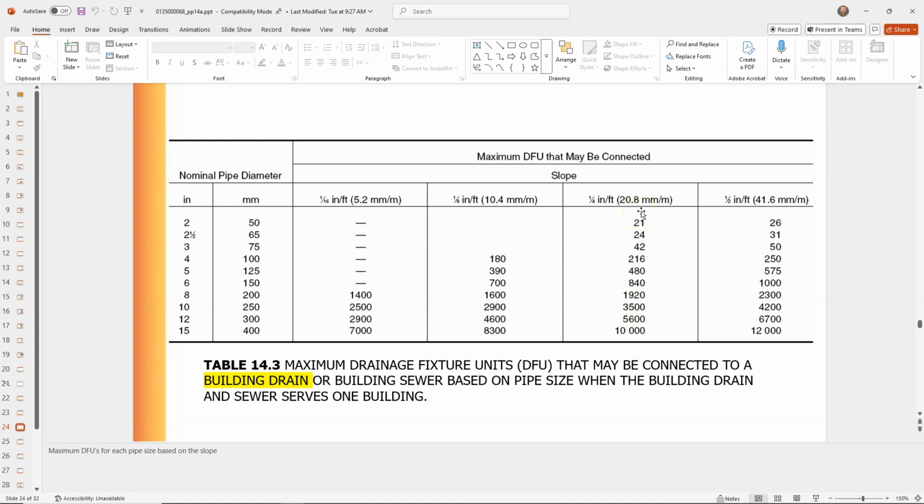It's simply a matter then of determining how many drainage fixture units are connected to that building drain, coming down and finding a number that's equal to or greater than that number. So if we had, for example, 400 drainage fixture units that we're trying to push through the building drain, we just come down and we find that this 480 is going to satisfy that requirement, we come across, and we've got a 5-inch building drain.